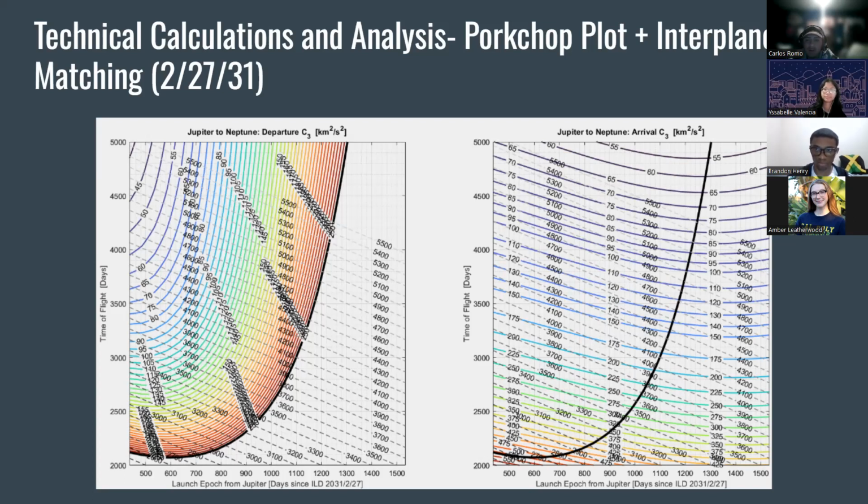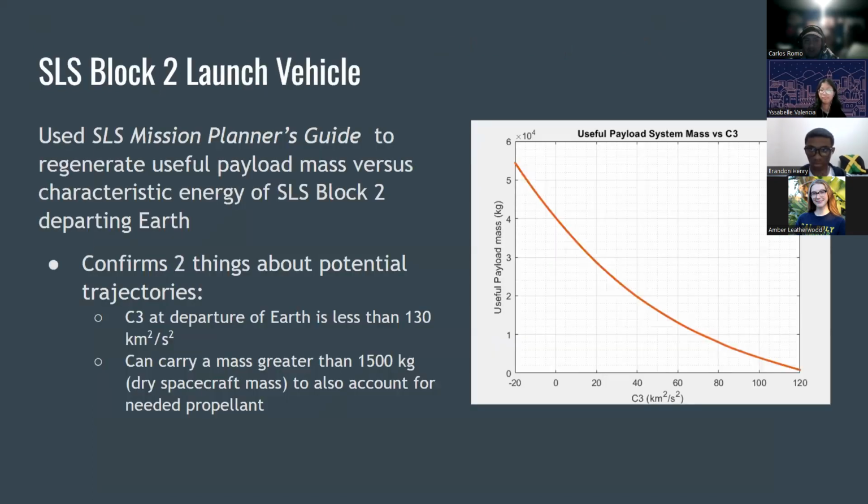We were able to put all those numbers into the interplanetary transfer program in order to match our C3s and determine all of the parameters and characteristics of the trajectory that we had chosen. And we use that in the next slide in order to determine our C3. We use the C3 in order to determine the usable payload mass of our launch vehicle, and we use an interpolation tool that we programmed into MATLAB, as seen right there.